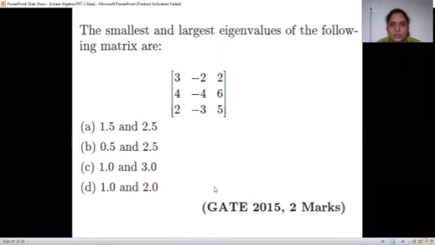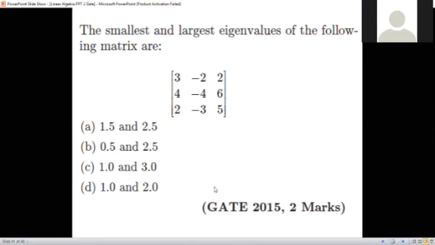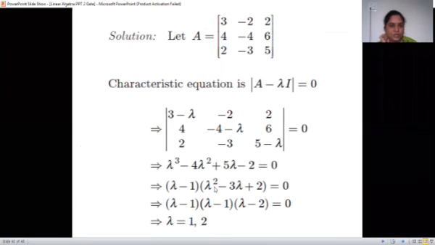We can use determinant of A minus lambda I equal to 0, that is the characteristic equation, or we can reduce it to row echelon form, and then the diagonal will be the eigenvalues. Use determinant. 1 and 2. Yes, 1 and 2, option D. Okay, let us check. Yes, it is 1 and 2.